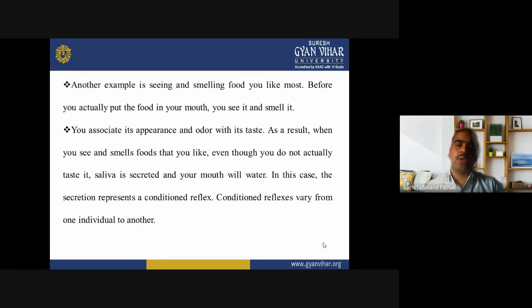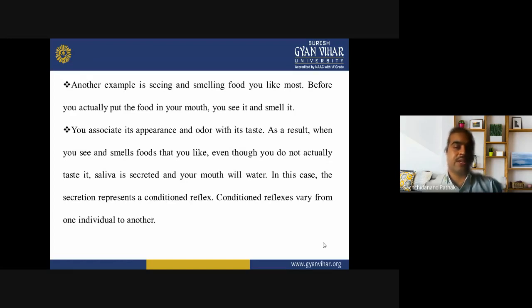Another example: if you are walking through a street and just smell something good, a very delicious fragrance coming from some restaurant, then before you put the food into your mouth, the secretion of saliva will start, just by smell. You did not see it, but you smell it, and you release the secretion. So these are conditional reflexes. You associate its appearance and odor with its taste. As a result, when you see and smell the food that you like, even though you do not actually taste it, saliva is secreted and your mouth will water.